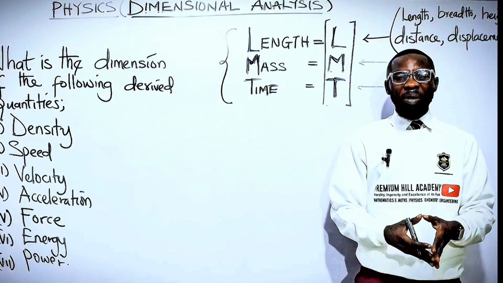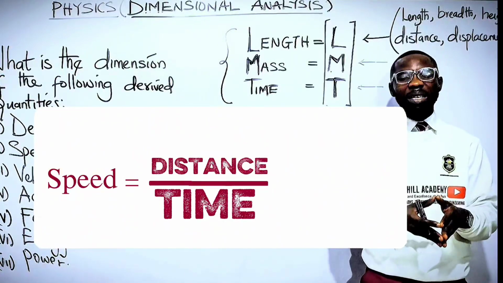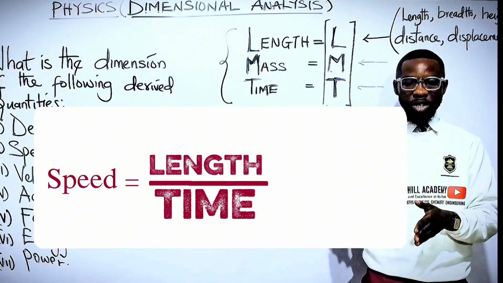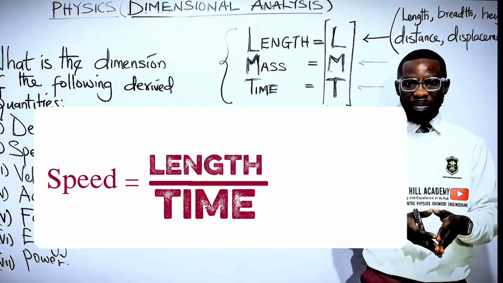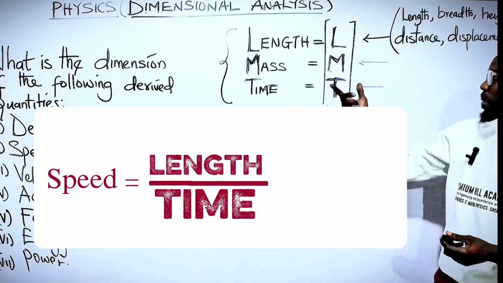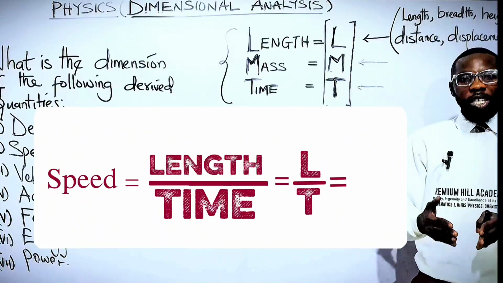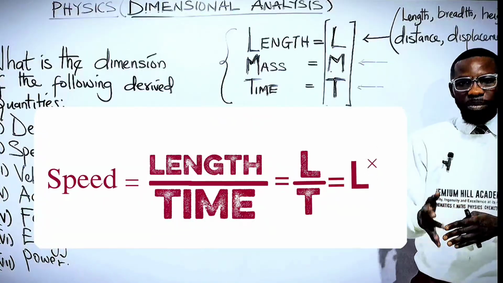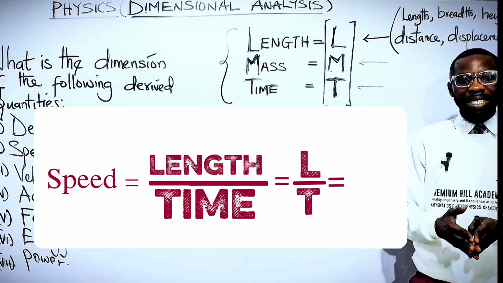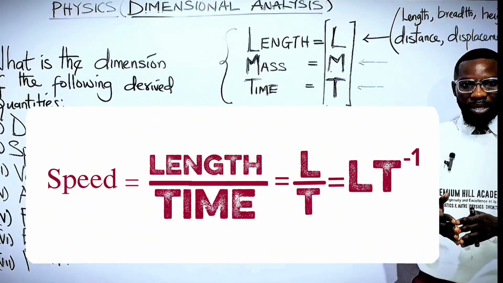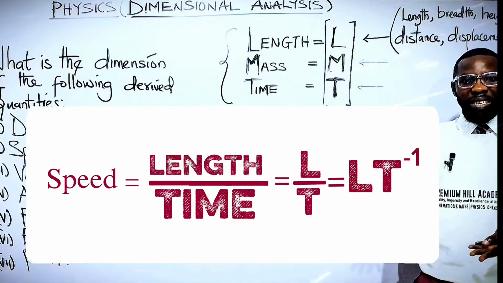Now, speed is nothing more than distance over time. The distance can be replaced as what? Length. So we have at the numerator length and at the denominator time. If you watch, both length and time are part of our basic fundamental quantities. So we have length over time, which when we express further, we're going to have length times 1 over time. And if we express the 1 over time, it's going to be length times time raised to the power of minus 1. That gives us LT raised to the power of minus 1. That's a simple answer for speed.